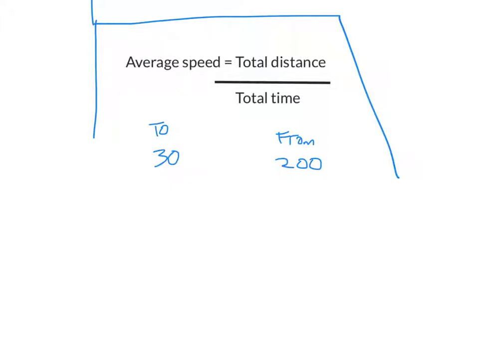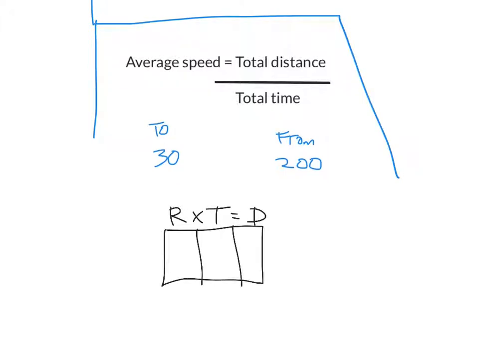All right, once again, I would strongly suggest using that chart. We have rate times time equals distance. And the first row will be 2, and this is from. So 30 miles per hour on the way there, 200 miles per hour on the way back. I'm going to want to find a distance that's divisible by both 30 and 200. So I'm just going to go with 600 because I know that that would totally work. So 600 miles to work, 600 miles back from work.